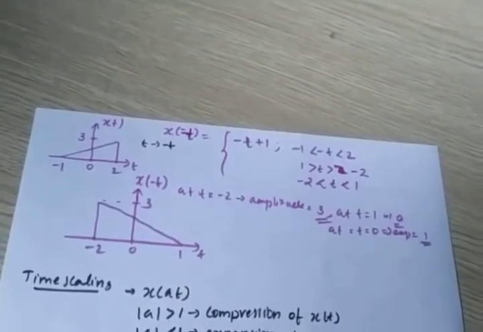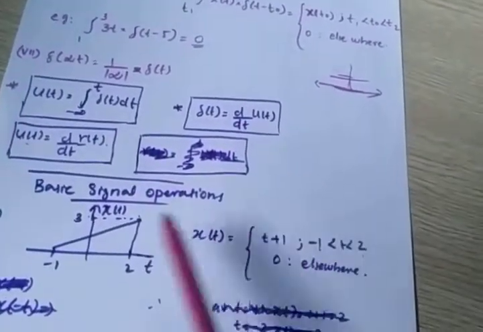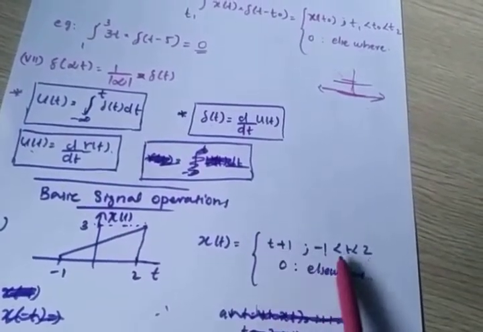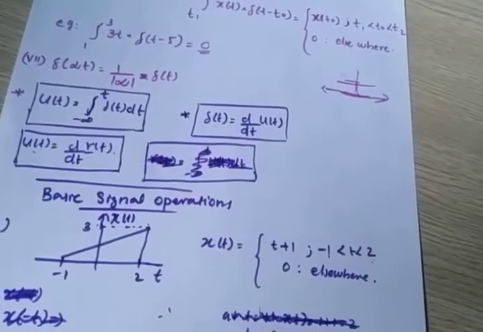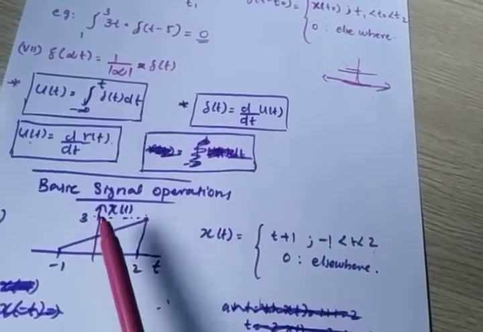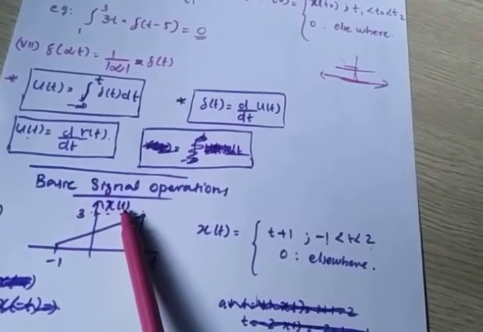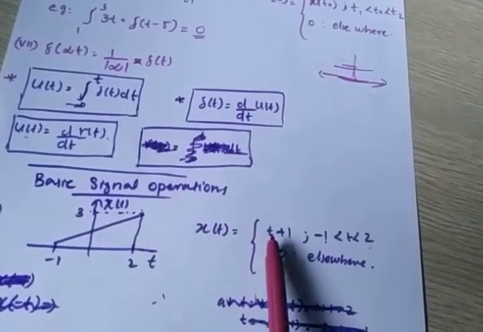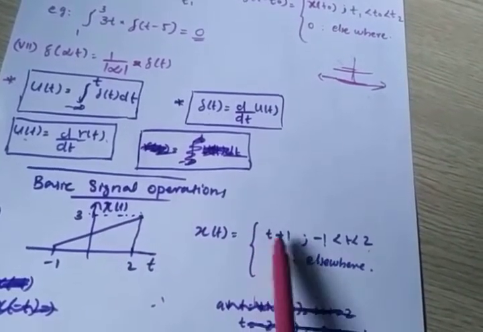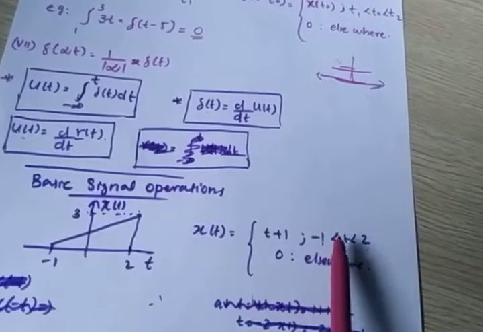See, this is our question. x of t is t plus 1. And they ask to find x of -t. So this t becomes -t. What you have to do is change all t values to -t. So this t becomes -t, this t becomes -t. That's why I wrote like this.